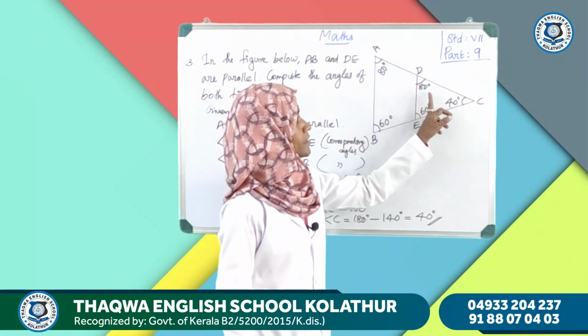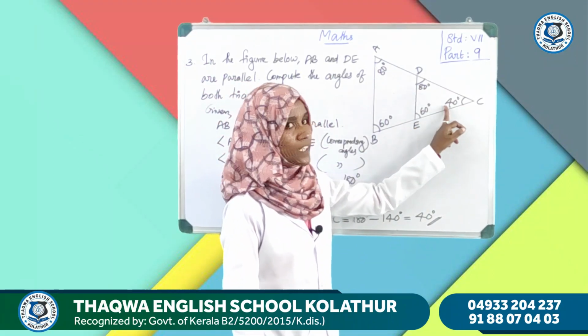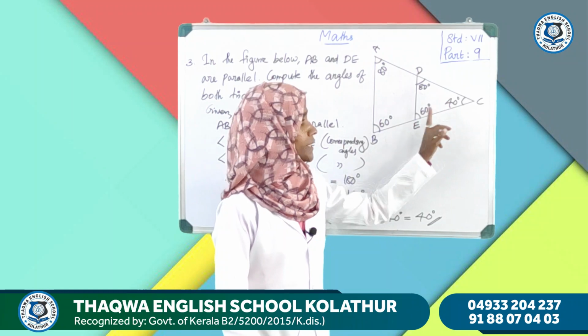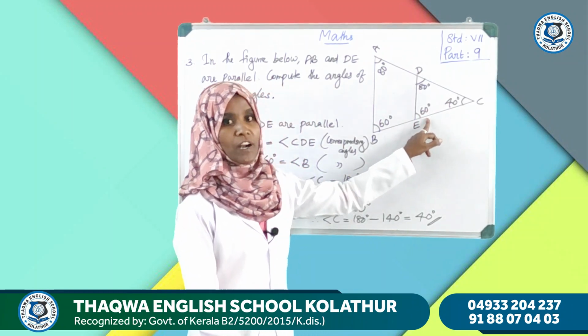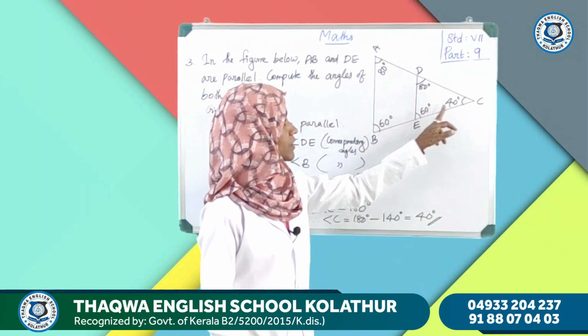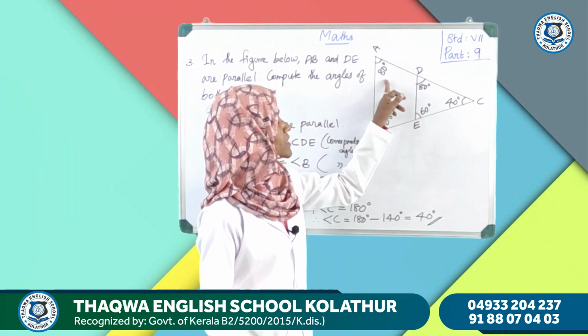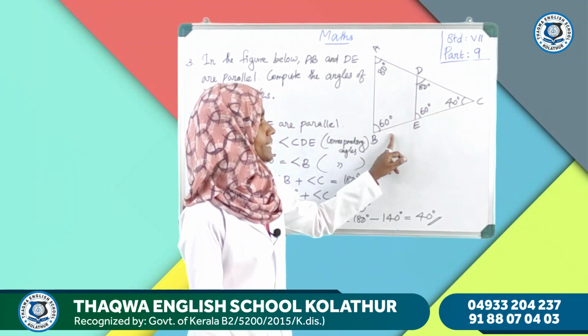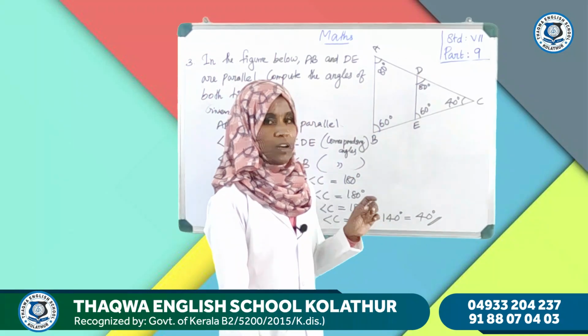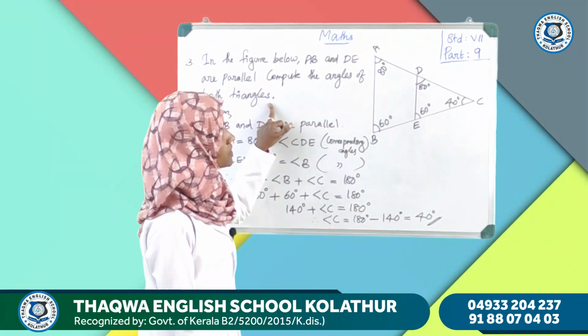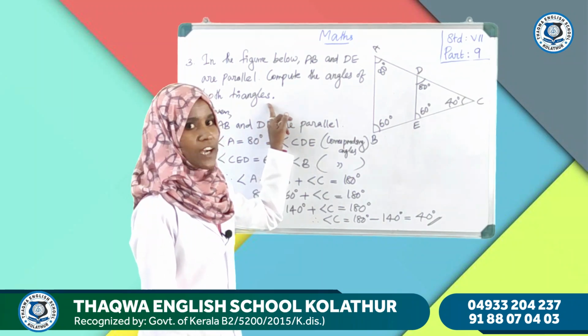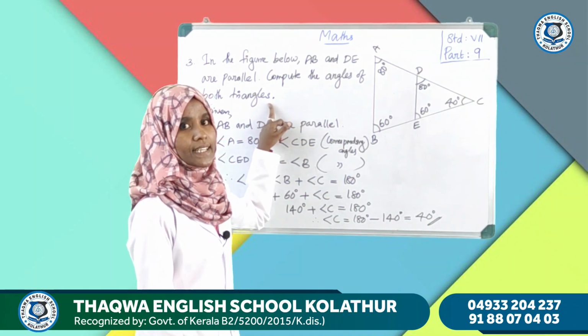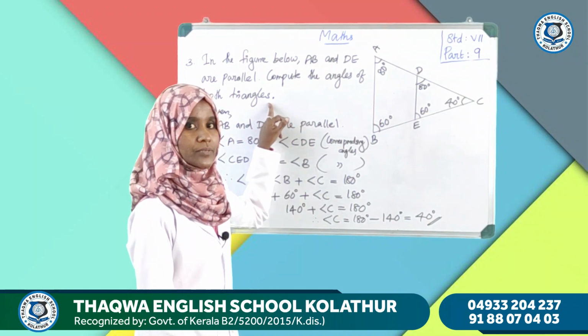Okay. 80 plus 40 is 120, plus 60 is 180. Then here also the sum of the angles of triangle ABC is 180 degrees. Now we have all angles of triangle ABC and triangle CDE.